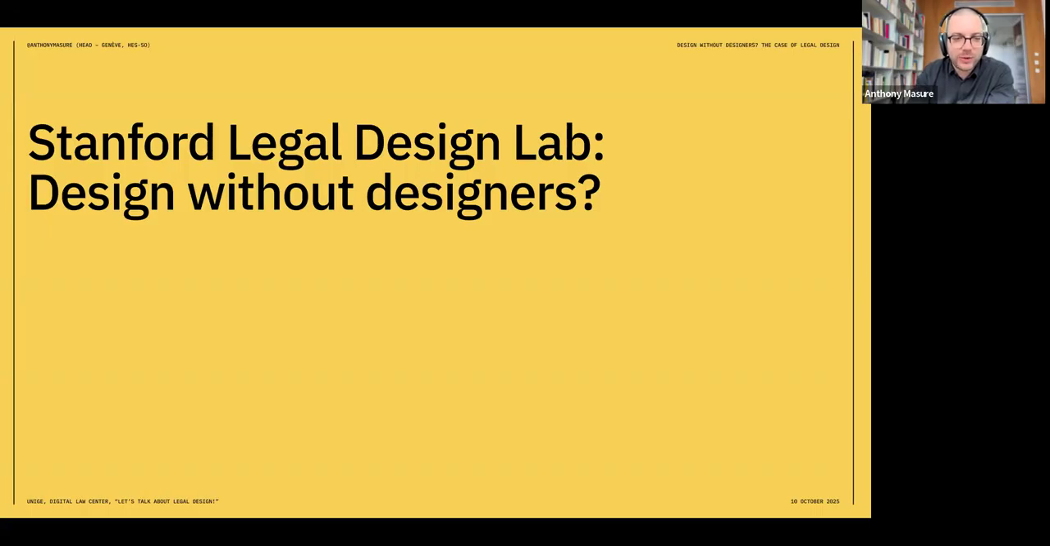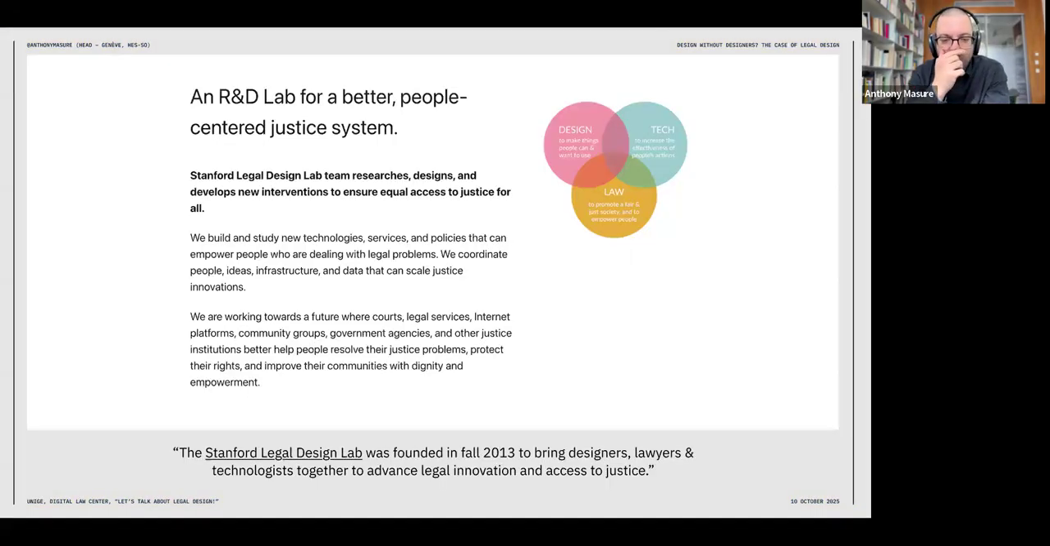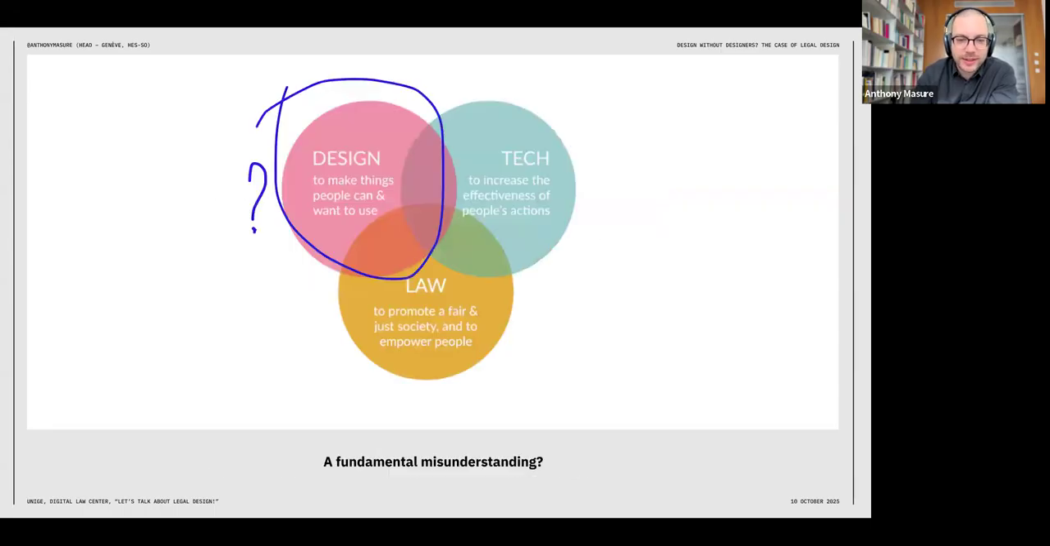And it's related to the Stanford case. So I think you know it. It was founded in 2013 to bring designers, lawyers, and technologists together to advance legal innovation and access to justice, which is wonderful. We all agree with the importance of the goal. But look at the diagram on the right. And I'm interested, as a designer, in the pink section.